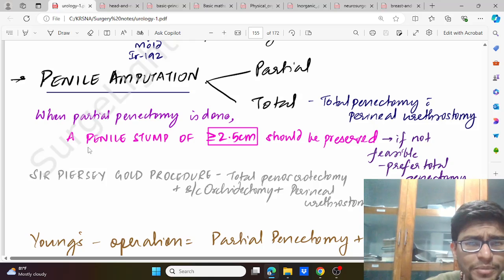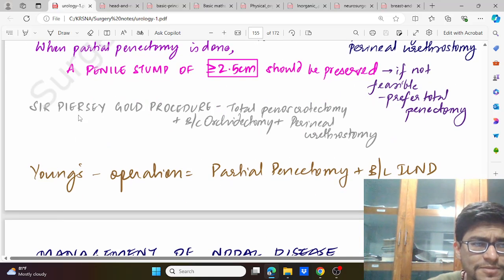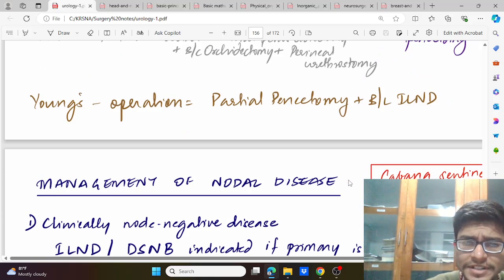Then we go for penile amputation, that could be partial or total. Total penectomy with perineal urethrostomy can be done if required. When we do partial penectomy, तो penile stump को हमको try करना है कि it should be more than 2.5 centimeter. If it is not feasible, then we have to go for total penectomy because it is of no use. Then we have Sir Pardoe Gold procedure where we go for total penoscrotectomy and bilateral orchidectomy with perineal urethrostomy. So this is a radical surgery. Then we have Young's operation, that is partial penectomy and bilateral inguinal lymph node dissection.